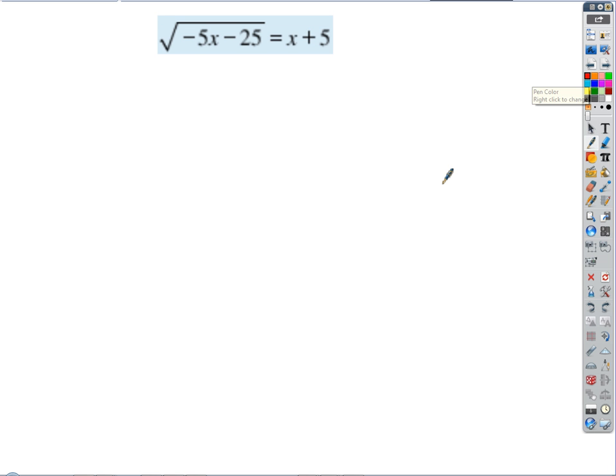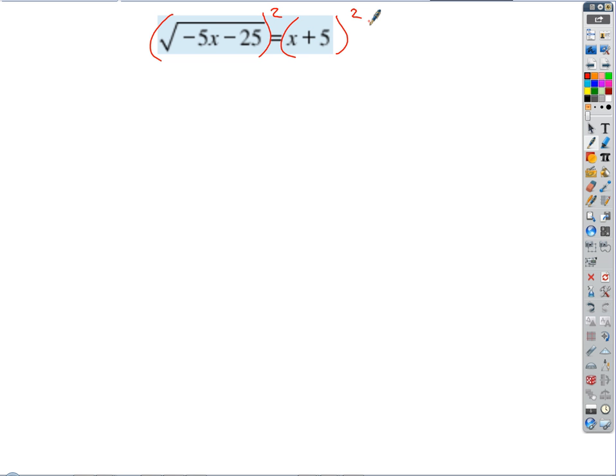Okay, so if we square both sides, we get x squared plus 25 on one side. But hold on now. x plus 5 quantity squared is not x squared plus 25, right? Because remember what it means is x plus 5 times x plus 5, so you put it twice. So we have an option here.